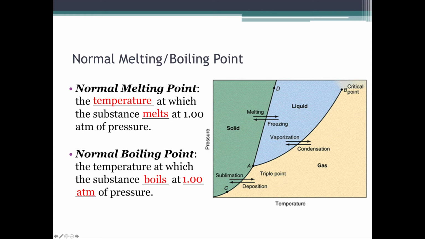So if you wanted to know normal melting point, you could find wherever 1 atmosphere is on your y-axis, come across and find the temperature of this melting freezing line. Remember, melting point and freezing point are actually the same temperature. Melting and freezing occur at the same temperature. So you would come down and see what temperature that occurs at. Similarly for boiling, you would come across to the vaporization and condensation line and see what temperature that occurs at.